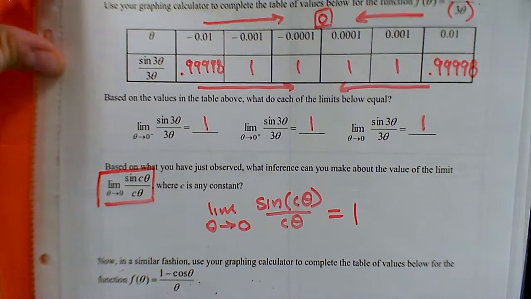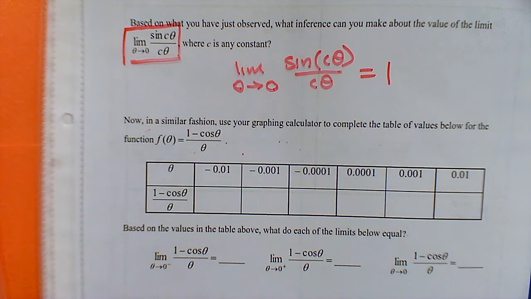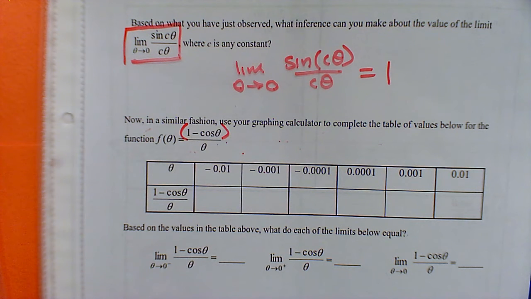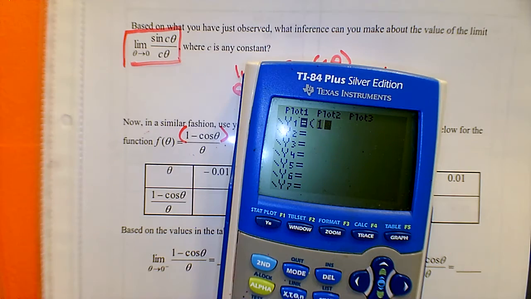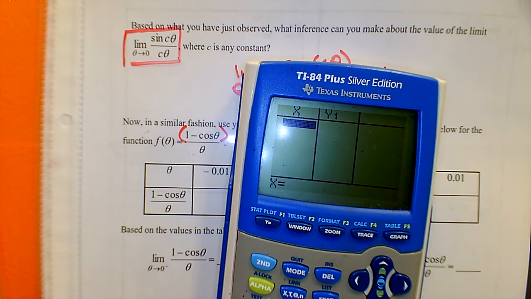Okay, we're going to fill out another table, very similar again, but we have a different function this time. Let's go ahead and type in 1 minus cosine. Let's make sure it's in parentheses as well. And once you have it typed in, you can go ahead and fill in your table with your theta values.